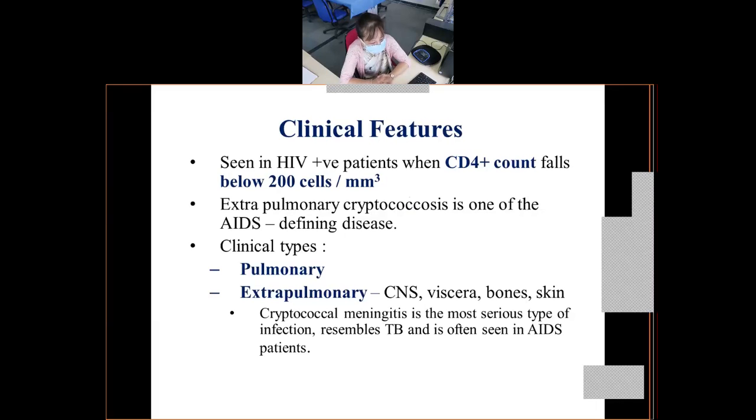That is what I was telling you about meningitis, because most of the time you might have patients who come with pulmonary cryptococcosis. It can be self-limiting in patients who are immunocompetent, but in individuals who are immunocompromised, most of the time they can present with extrapulmonary cryptococcosis, where it affects the central nervous system, the viscera, bone, skin, etc. As I already mentioned, Cryptococcus meningitis resembles tuberculosis because the presentation is almost the same. It presents as chronic meningitis.